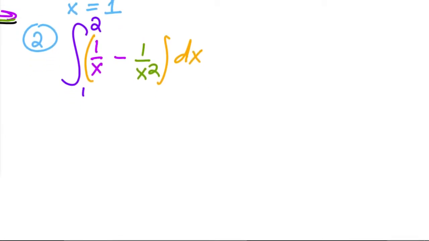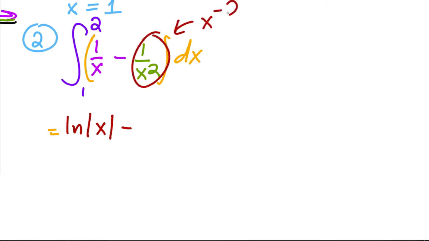So let's get right to it. So here we have the antiderivative of 1 over x, that's natural log, absolute value of x, minus this one treated as x to the negative 2. The antiderivative of that is minus x to the negative 1. So this is going to be plus x to the negative 1, or 1 over x. And this is going to be evaluated from 1 to 2.